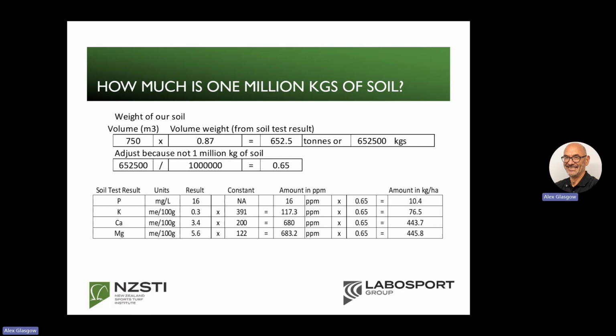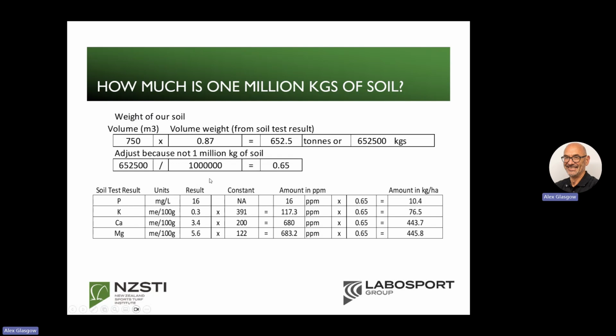So just to finish this off, with some calculations showing you how you can work it out for a soil test result. Let's take an actual soil here. In this case, the volume weight is 0.87, and our volume is the same, 750 times 0.87. That equals 652.5 tonnes. Multiply that by 1,000, 652,500 kilograms. Okay, so that's how much our 1 hectare worth of soil at 75 millimeters deep on this soil with this volume weight weighs.